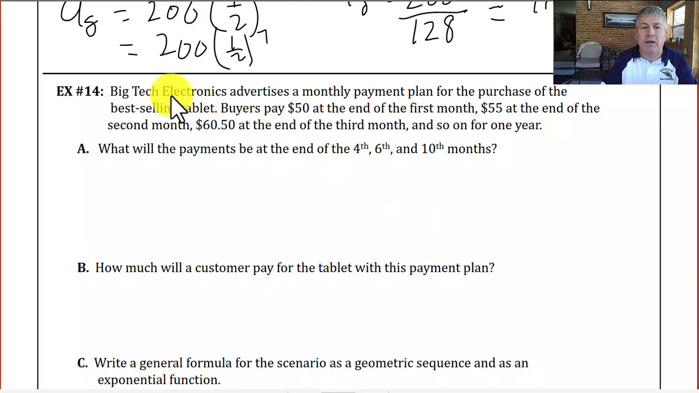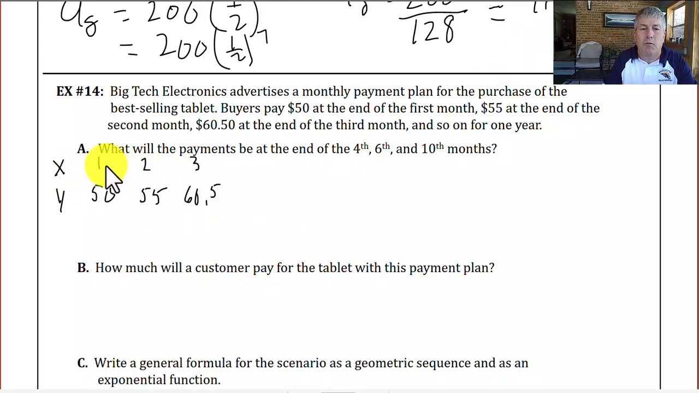In example 14, we've got Big Tech Electronics advertises a monthly payment plan for the purchase of the best-selling tablet. Buyers pay $50 at the end of the first month, $55 at the end of the second month, $60.50 at the end of the third month, and so on for 1 year. What will be the payments at the end of the 4th, 6th, and 10th months? Well, let's figure out what our R is here, and then we can come up with a formula to answer those questions.